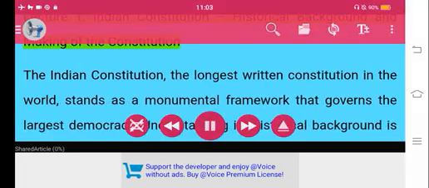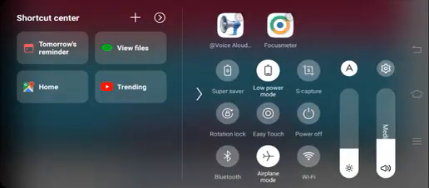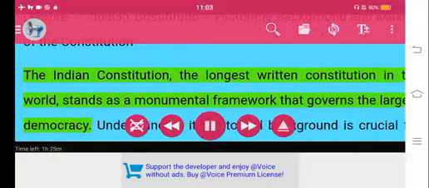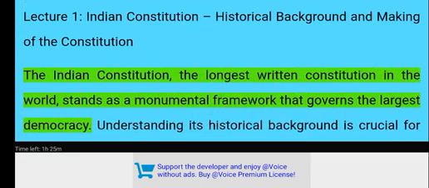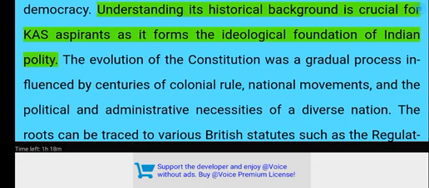Lecture 1. Indian Constitution, Historical Background and Making of the Constitution. The Indian Constitution, the longest written constitution in the world, stands as a monumental framework that governs the largest democracy. Understanding its historical background is crucial for CAS aspirants as it forms the ideological foundation of Indian polity.